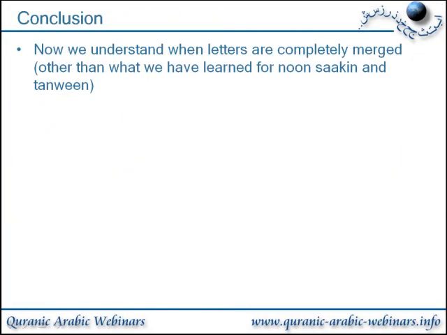Okay, so in conclusion, we now understand when letters are completely merged, other than what we have learned for noon sakin and tanween. And it was just those two groups, and they're quite simple rules. And in a color-coded Tajweed Quran, you should see the letters grayed out, the ones that you don't need to say, or whatever color that Quran uses.